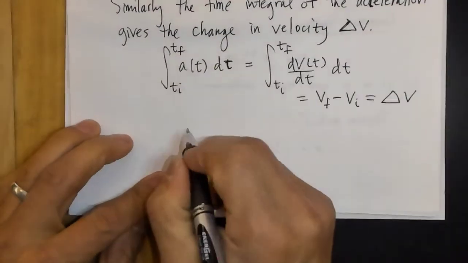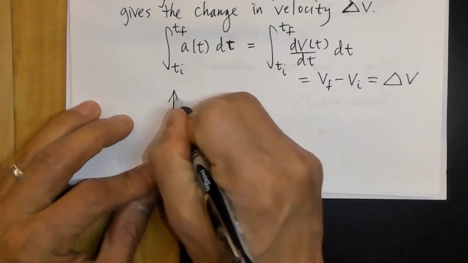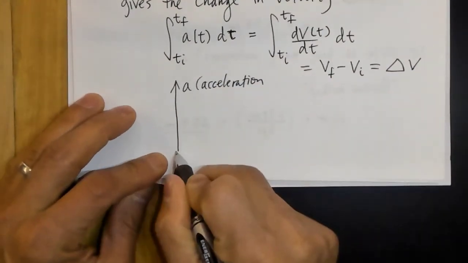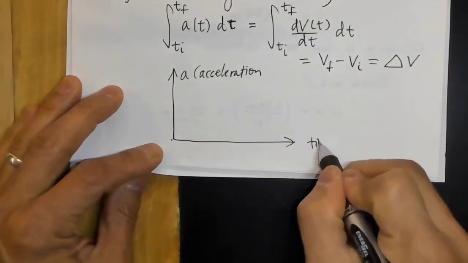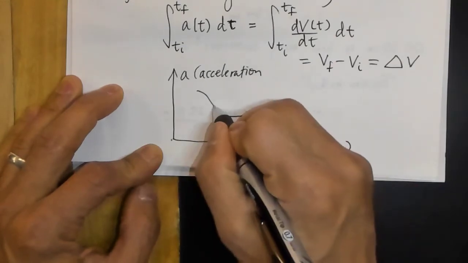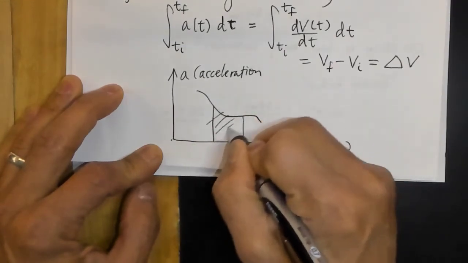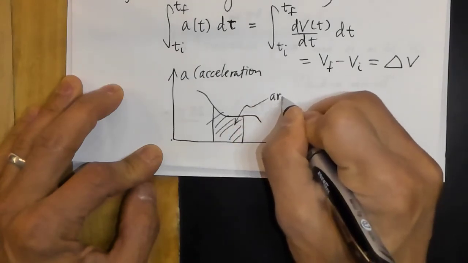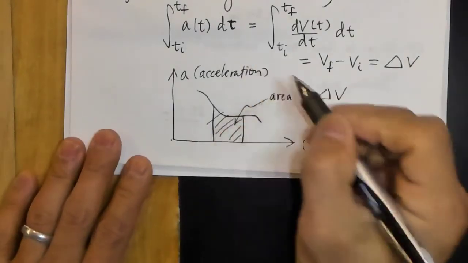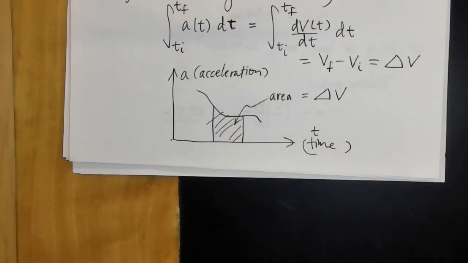Okay, so then similarly, if I have a plot of the acceleration versus time, t, and it's a curve like this, then the area under the curve, this area, is equal to delta V. All right. Are there any questions about that? Okay, very good.